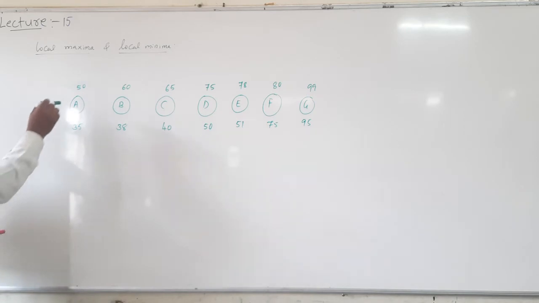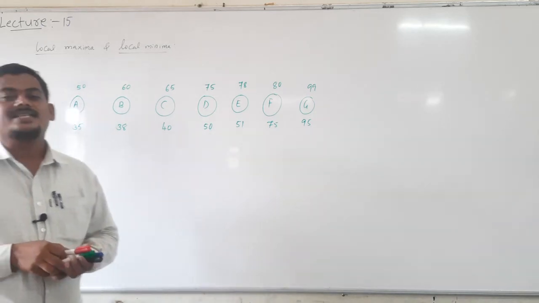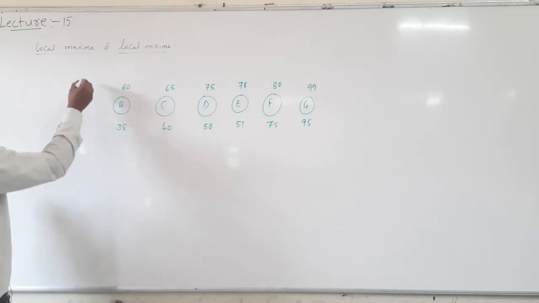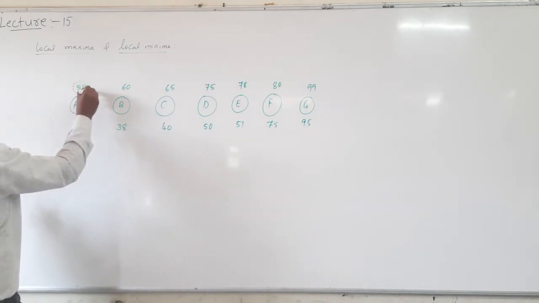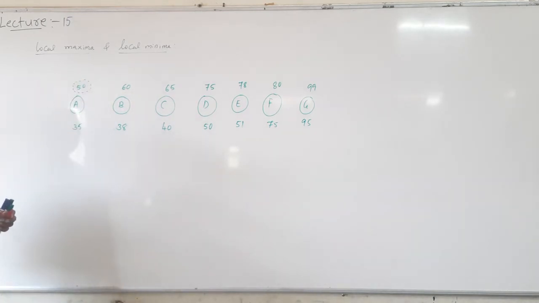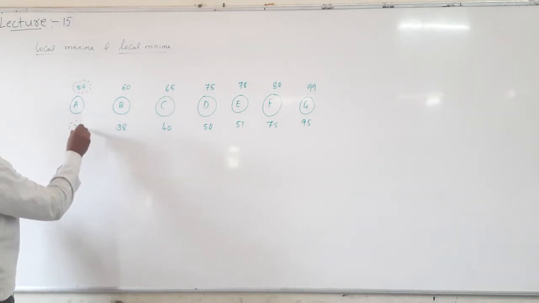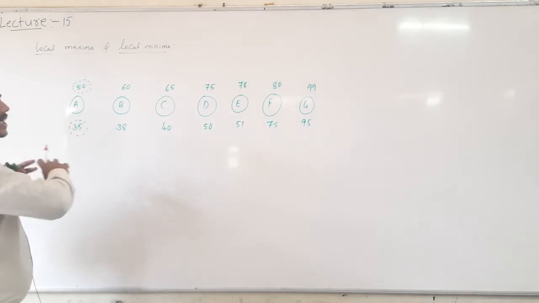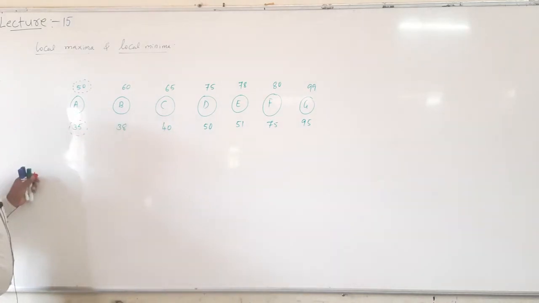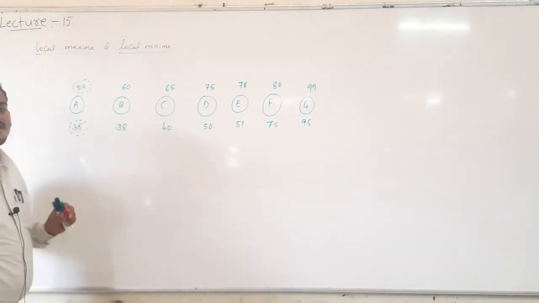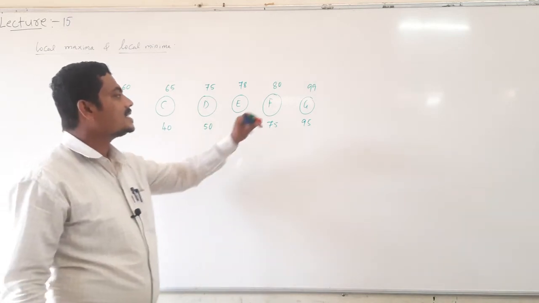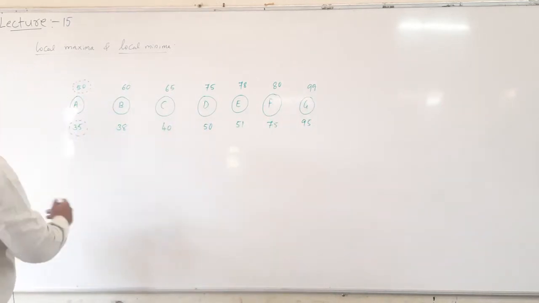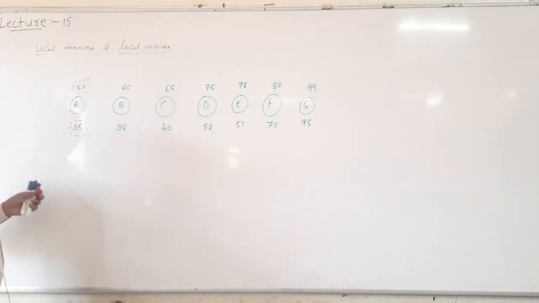When compared to A section, what is the maximum result, the highest score? Highest score is 50, lowest score 35. When compared to this interval, it is not the highest result of the college. The highest result of the college is 99. But when compared to A section, this is the highest result.